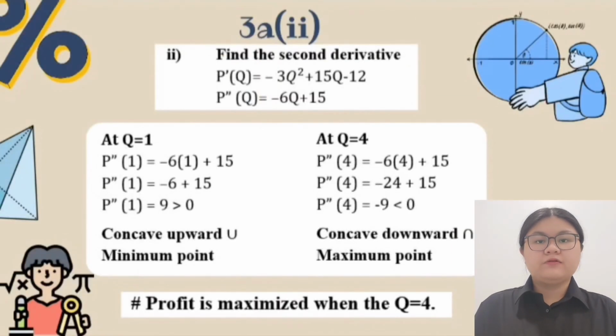Now, we must prove which value maximizes profit using the second order condition. From the first derivative function, we get the second derivative, which is negative 6Q plus 15. We test both points. At Q equals 1, we substitute the value 1 into the second derivative function, and we get positive 9, which is more than 0. It means the curve is concave upward, so this is a minimum point. At Q equals 4, we get negative 9. Because this is less than 0, the curve is concave downward, and this is a maximum point. So using the SOC, we prove that profit is maximized when Q is 4 units.